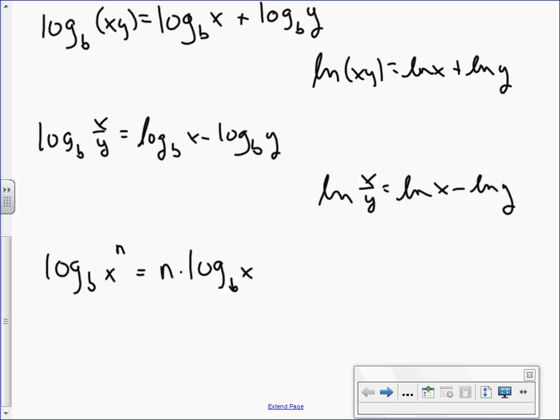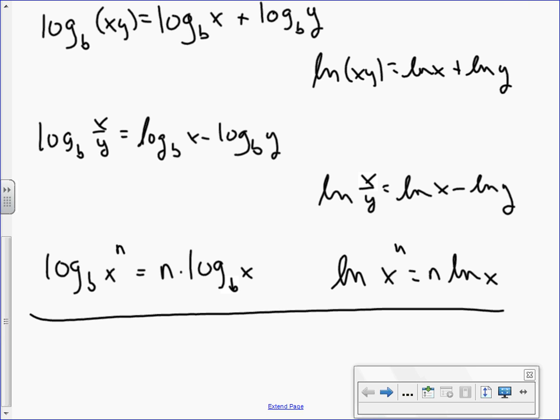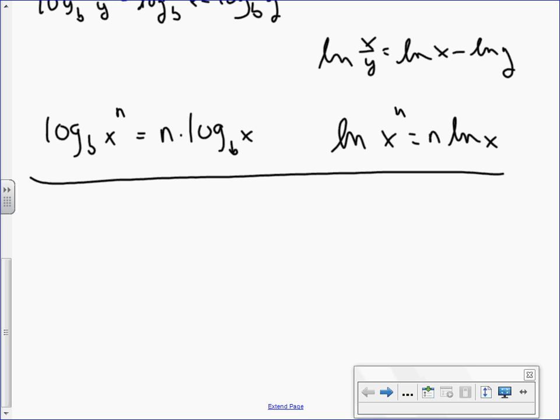These are all properties that you worked with last year. The natural log of x to the n is n times the natural log of x. Let me get that over again, it's not supposed to have an n just yet. So those are properties that you need to be aware of and be able to pull out of your pocket whenever you need them. You should be able to expand expressions using these properties.